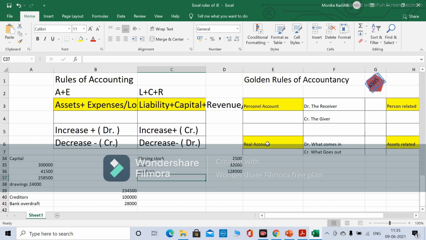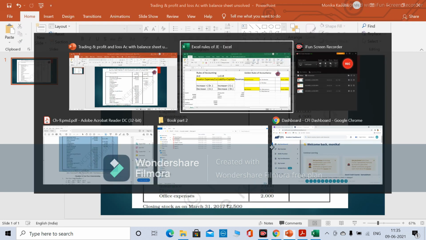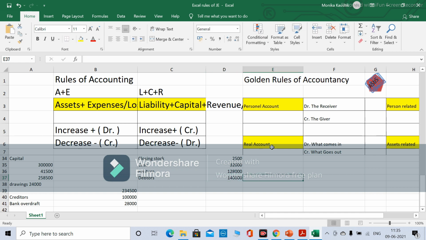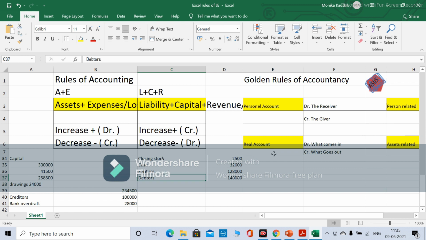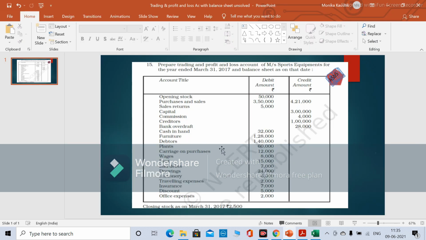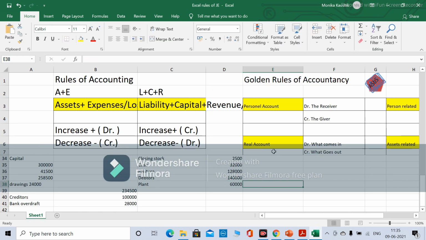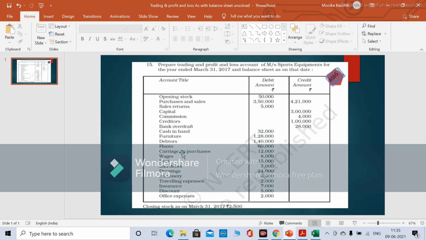Debtors, current assets, 1,40,000. Plants, fixed assets, 60,000. Carriage on purchase already done, wages done, rent done, bad debts done, drawings done, stationery, traveling expenses, insurance, discount, and office expenses all set now.